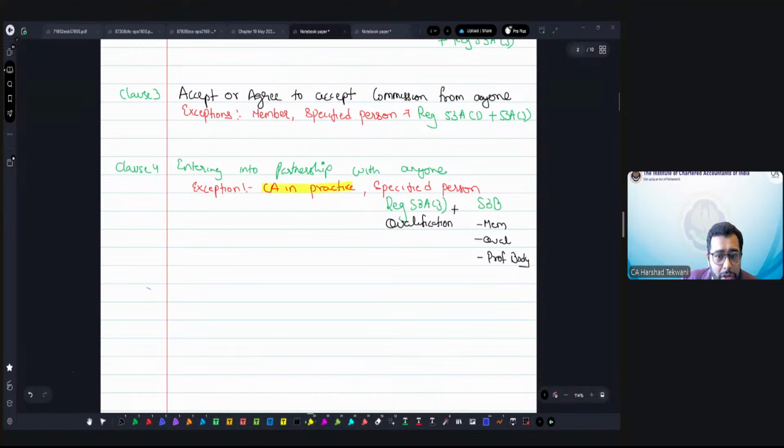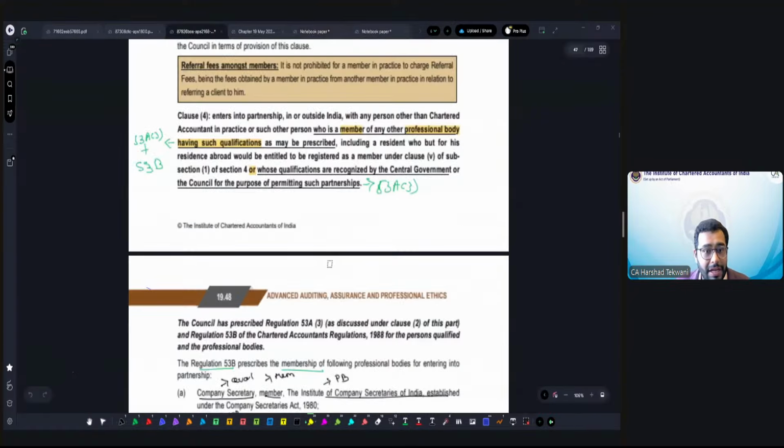The reason is that if that person is not in practice, if the person is only a member of the institute, you cannot enter into a partnership. That is straightforward. The requirement is pretty much clear. He has to be a chartered accountant in practice.